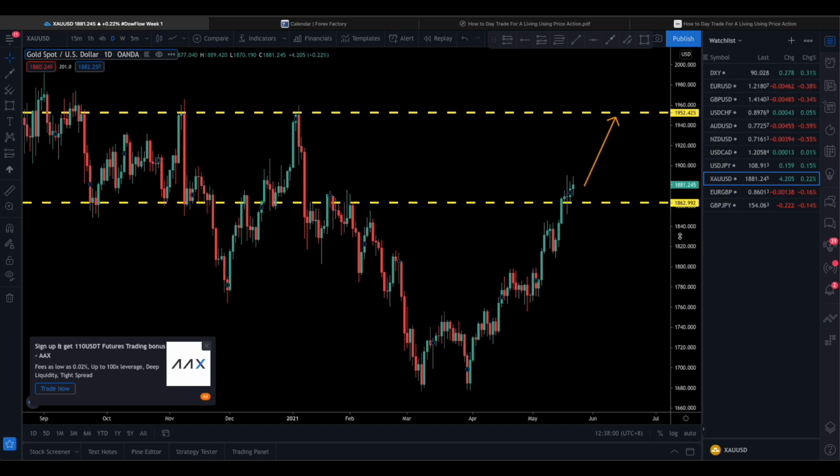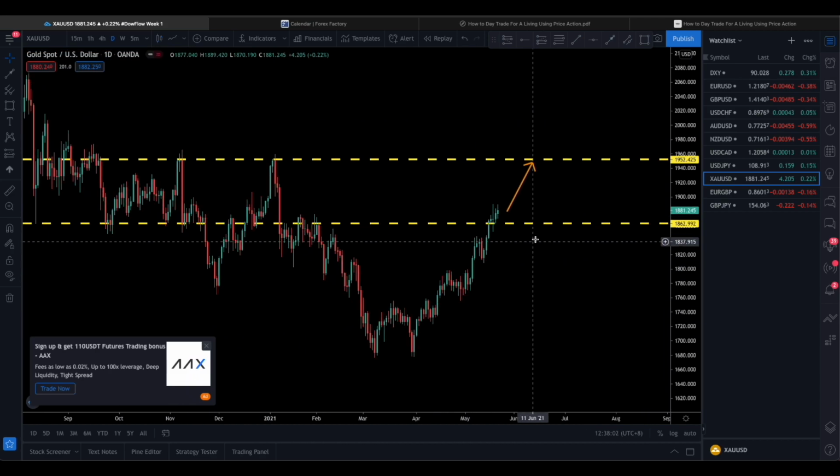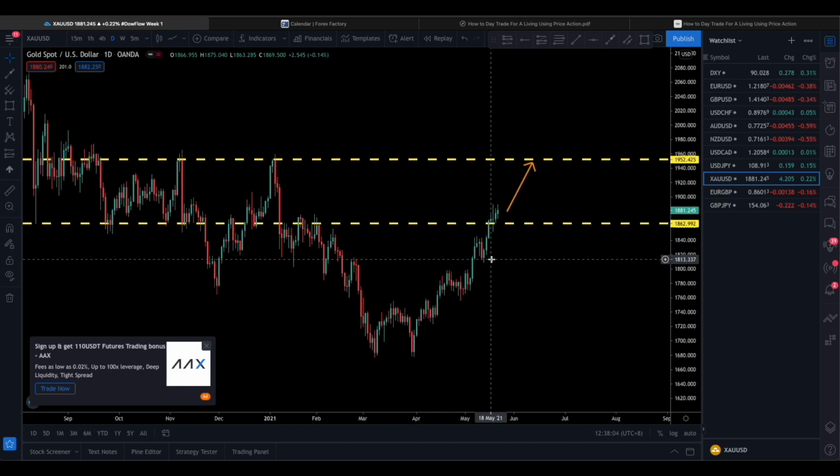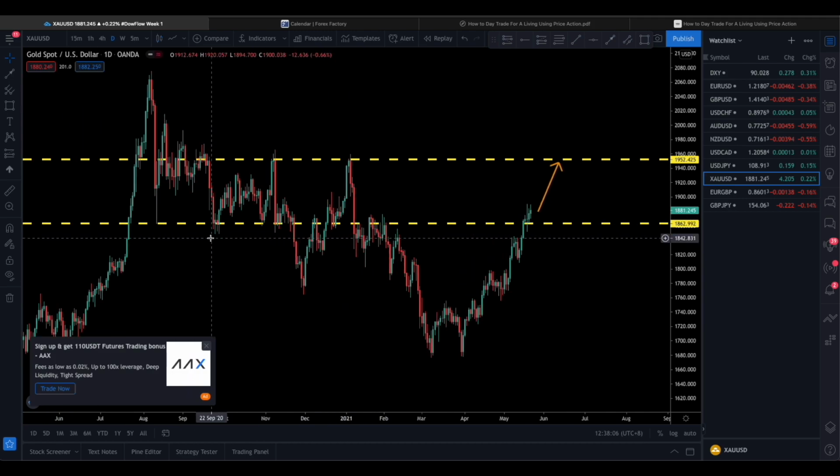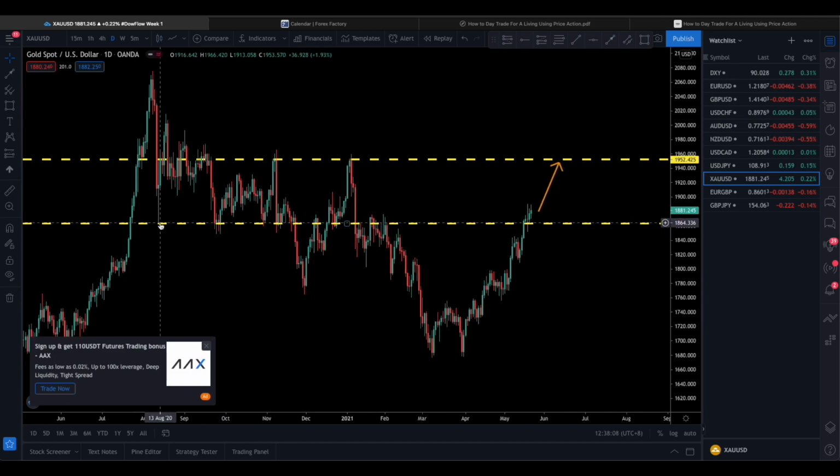Right here, this is a very key level, 1862. If you just scroll back, you can see that there's a spike low here, a very strong level, and after that price rebounded strongly. Here price struggled, here price struggled, right here a little, and when it retested somewhere around here.